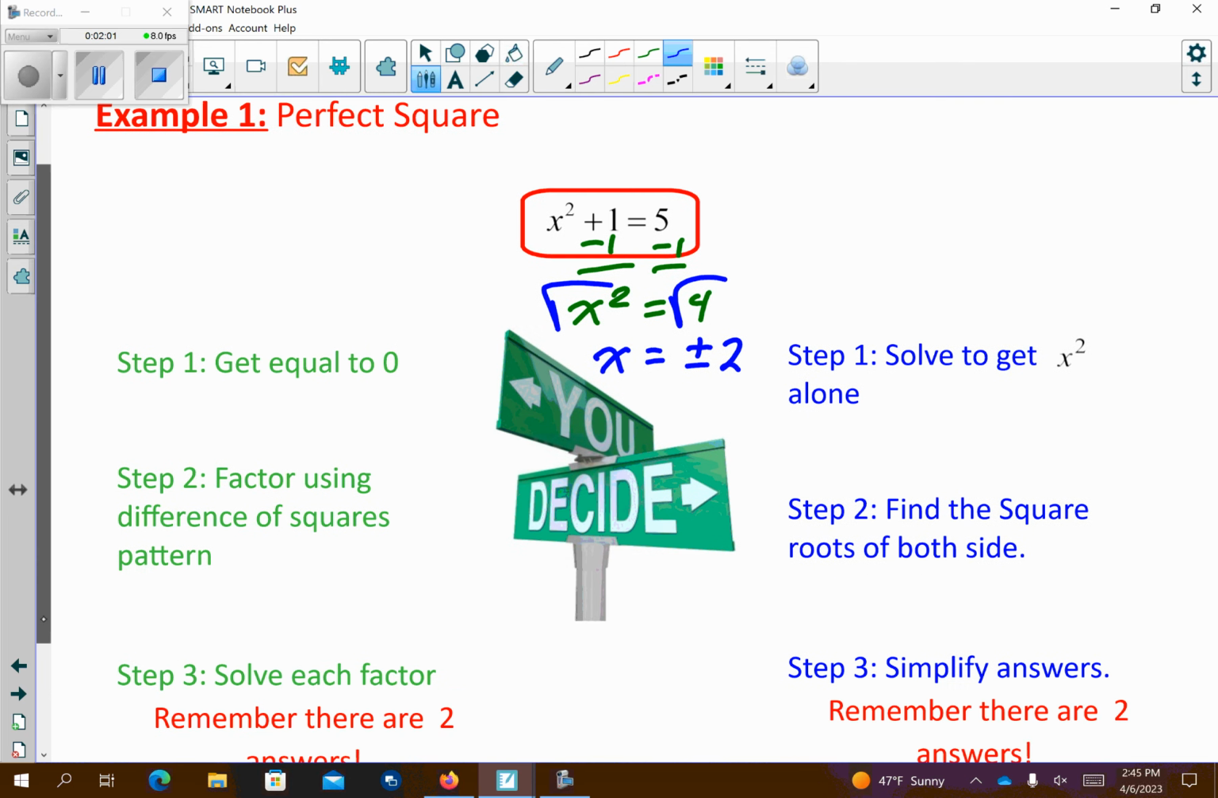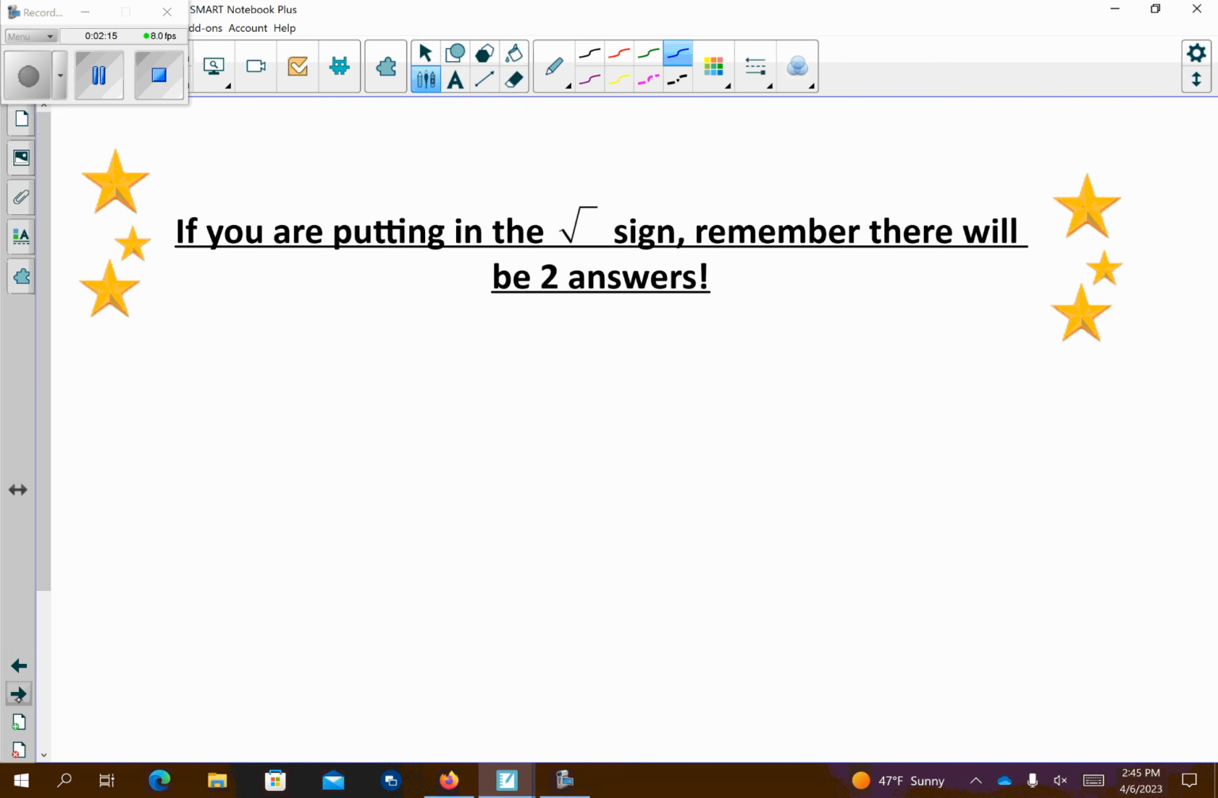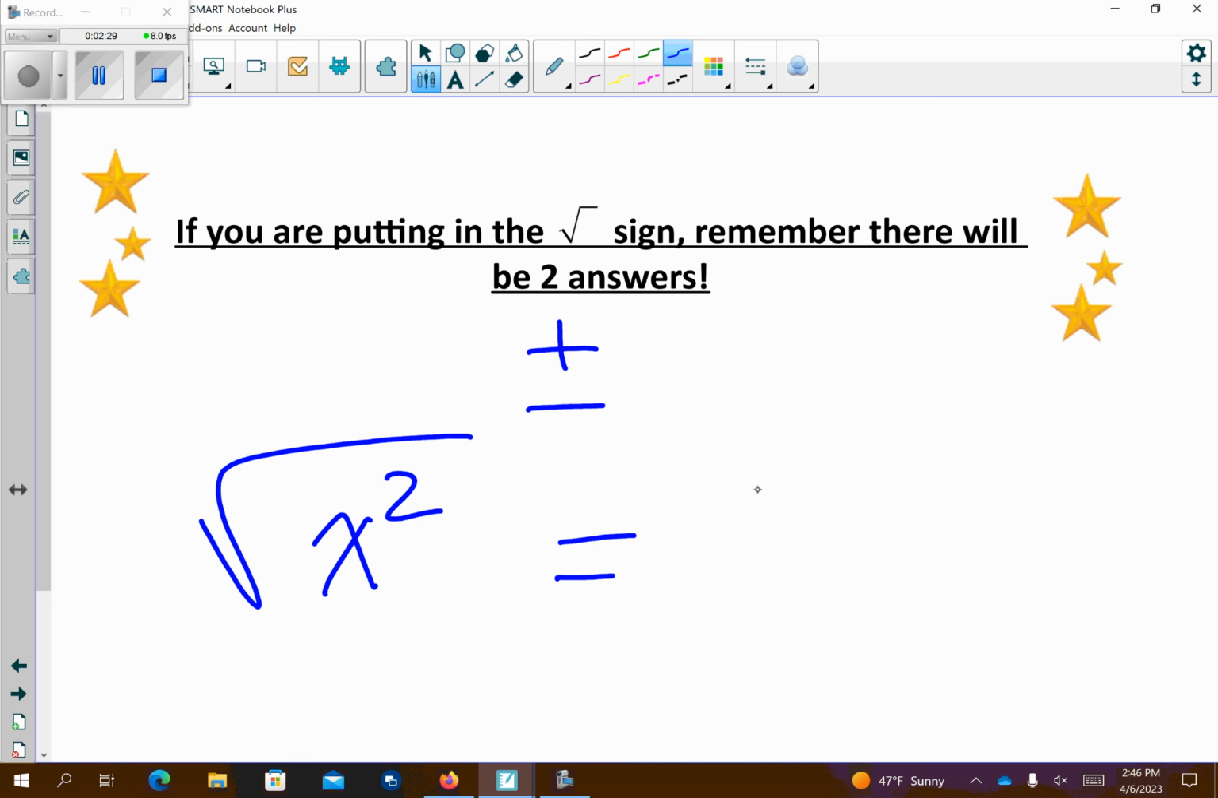So this tells you: solve to get x squared alone, find the square root, simplify the answers. Remember there are two answers, so don't forget the plus minus. That's an important part of this process. So if you're putting a square root sign, remember, there's going to be two answers. That's where we get the positive and the negative answer. So if I had something like x squared equal to some number and I need to solve it by taking the square root of both sides, realize I have to have a positive and negative that I put with it.